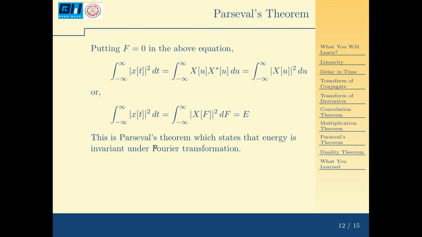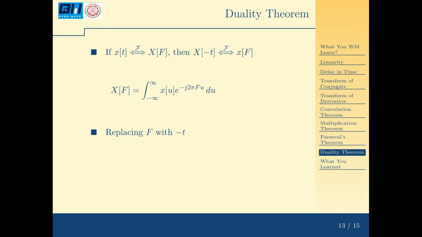So this is the famous Parseval's theorem. This says that the energy is invariant under Fourier transformation. Whatever energy is there in the time domain appears in the frequency domain also. What is the energy in the time domain? That is integral from minus infinity to infinity of mod x(t) square. What is it in the frequency domain? It is integral of mod capital X(f) square df. These two are equal. That is the energy of the signal. That is Parseval's theorem, and this is how we prove it.